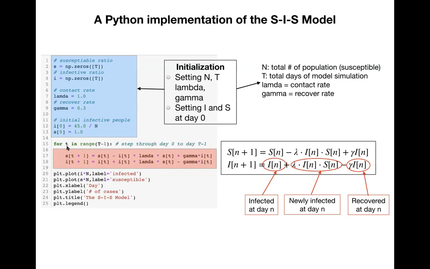And then t moves to 2, and you get I2 and S2, and then just keep going all the way to t minus 2, and you get S(t-1) and I(t-1). And then you do the plotting code here, which is relatively straightforward. And remember that these are the ratios, so I times the number of the population gives the actual population.